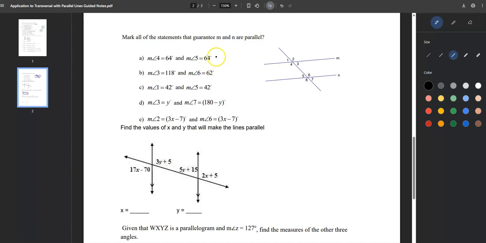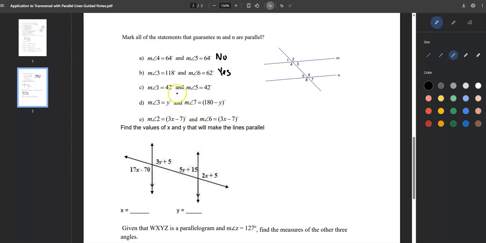And the answer is no. So this does not guarantee. So we put no on A. Okay? If I look at 3 and 6, 3 and 6 are consecutive interior angles, so those should add up to 180. If I go 118 plus 62, that gives me 180. So this would be a yes, that is enough information here.